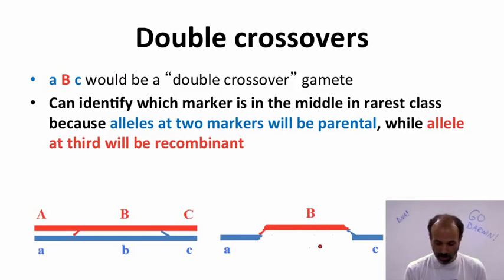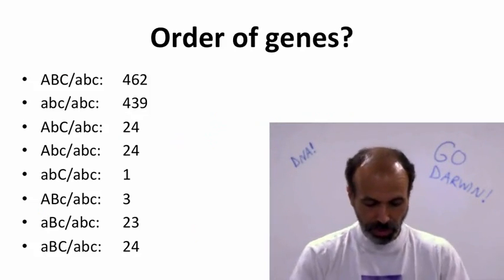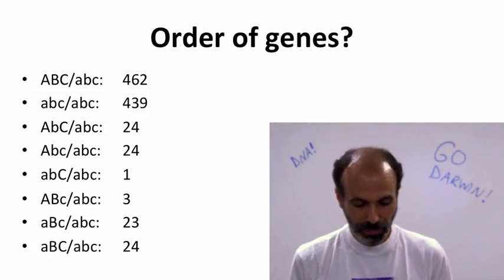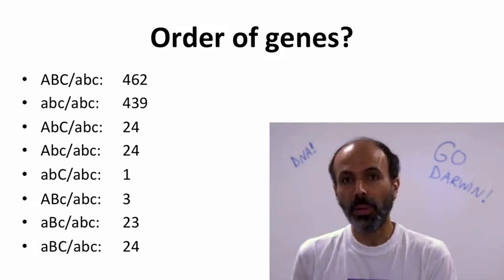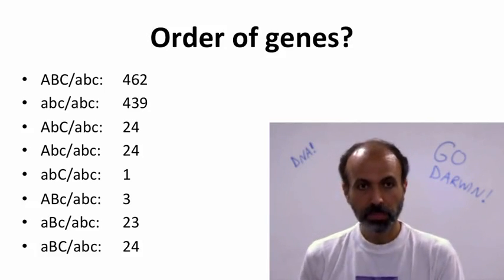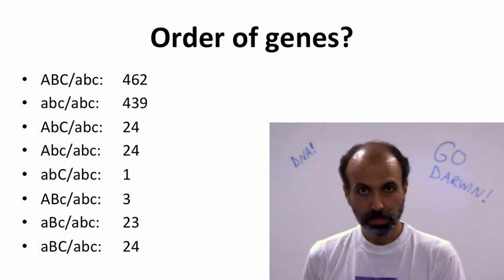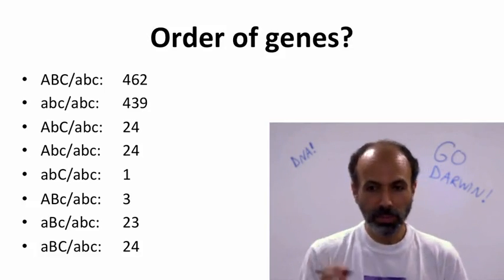And if you notice the double recombinant, you immediately know which one must be the one in the middle. So we can leverage this. Here's an example. This is not the same as the previous example, although this adds up to 1,000 as well. Look at this quickly. Which one would be parental? Look at this set of numbers. Which two types would be parental? I said the parental group would be the most abundant group.